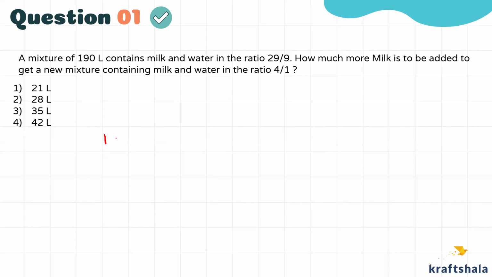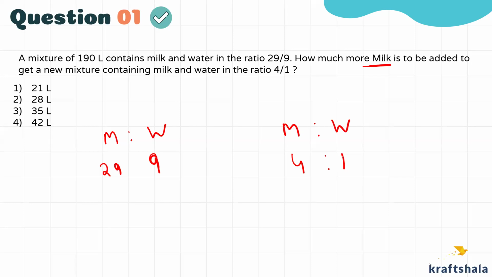See, milk and water originally was 29:9, and milk and water finally is 4:1. Now the interesting thing here is only milk is added. That means water should be same, isn't it? Water was 9 parts initially. Water is 1 part now. So this shouldn't have happened. Water is 9 parts initially. Water should be 9 parts now as well because only milk is added. I hope you're getting the point.